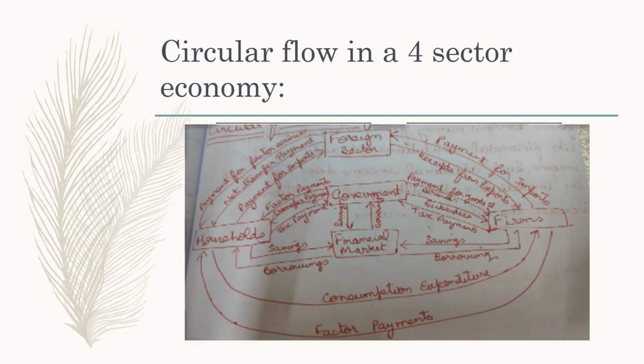Then if any kind of import is being done by households, because there are many households which get the foreign goods, they also make the payment for the imports. Then in the same way, financial market is doing the job of savings and borrowings with all the sectors. Then between firms and households, the consumption expenditure and factor payment terms continue. So I hope the circular flow of all the four sectors is clear to you.